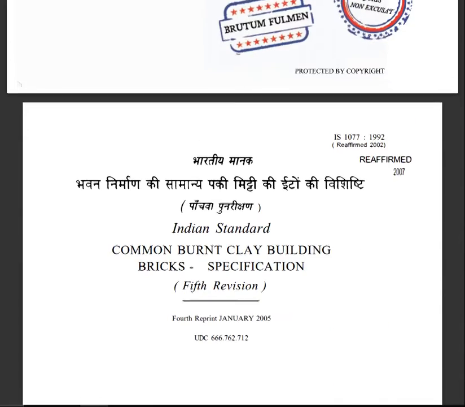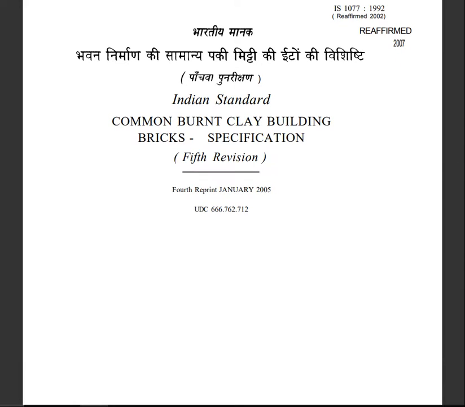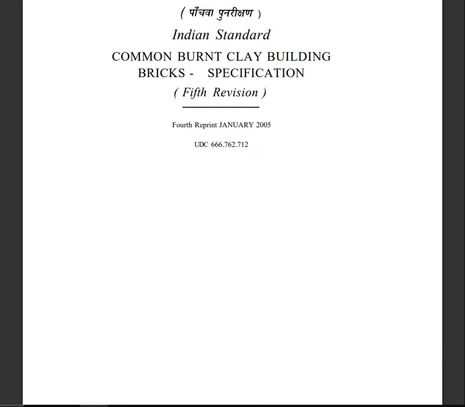So this is the blank page, and here it is written in Hindi, Bharatiya Manak, that is Indian standard. It is also written in English: common burnt clay building bricks specification. This is the fifth revision, and that is fourth reprint, January 2005.